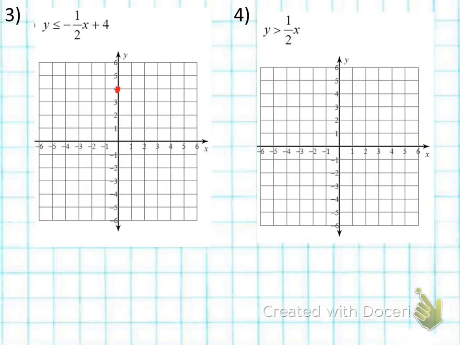Y-intercept first. Negative 1/2 is our slope, so we're counting down 1. Graph. Okay, am I shading above or below? Below, okay. Below, good. Okay. Number 4, go. Turn to your neighbor, tell him what's the y-intercept.